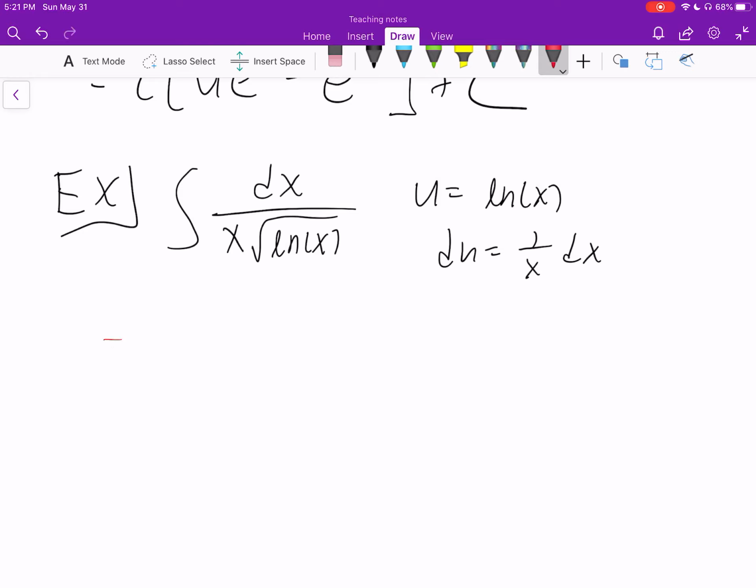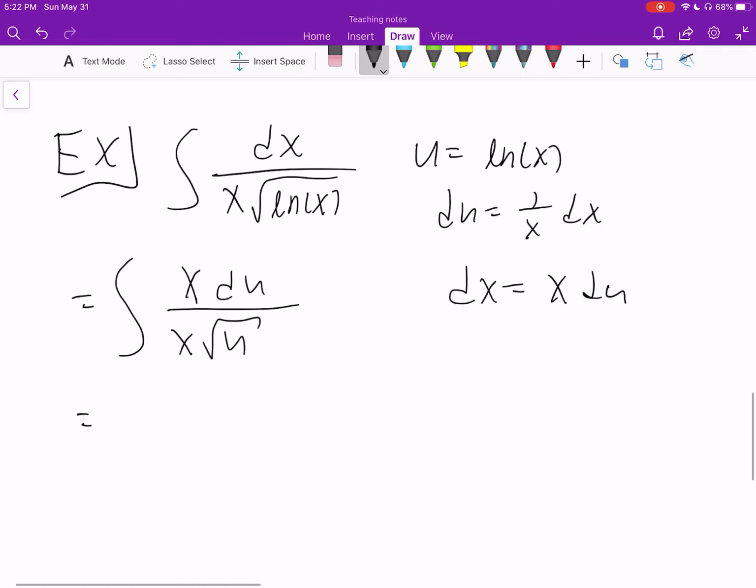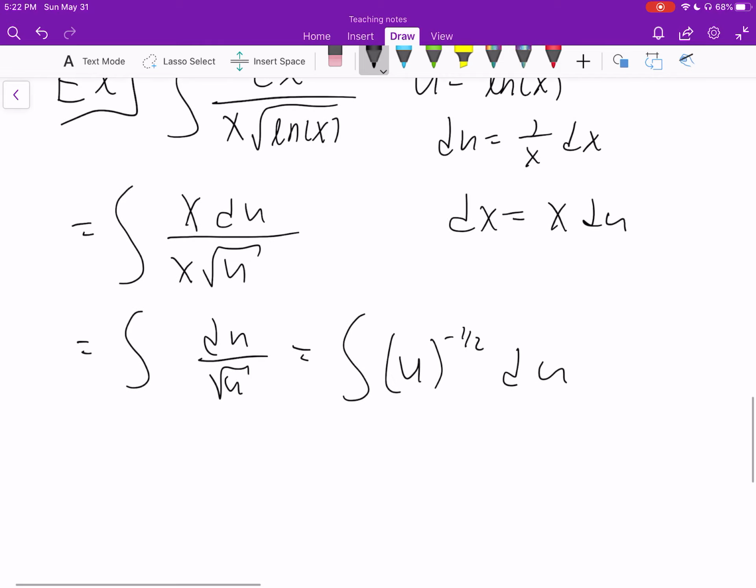So then this is the integral, so I can do it like this. We have dx is x du, if you still want to do it that way. So we have x du over x square root of u, since ln of x is now u. So this is the integral du over the square root of u. So this is the integral u to the minus 1/2 du. I'm going to stop it there because that's a really simple one.